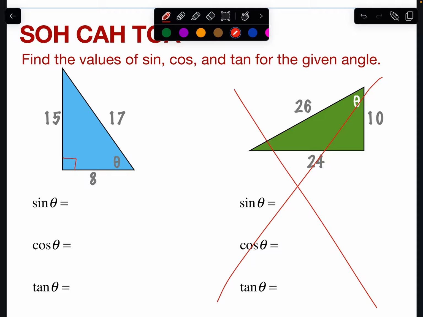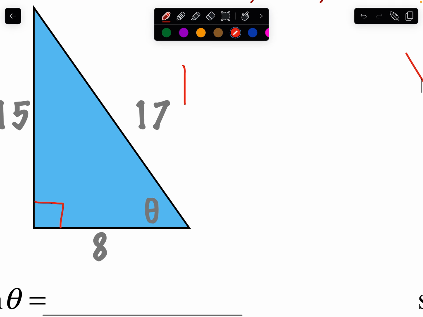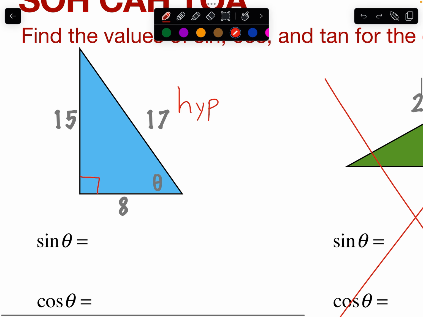In order to do this correctly and identify those ratios, we've got to identify the opposite side, the adjacent side, and the hypotenuse. Well, regardless of whatever angle we're working with here, the hypotenuse is what it is. It's the longest side in this right triangle. It's the side that is opposite the 90-degree angle. And so the hypotenuse in this situation is 17.